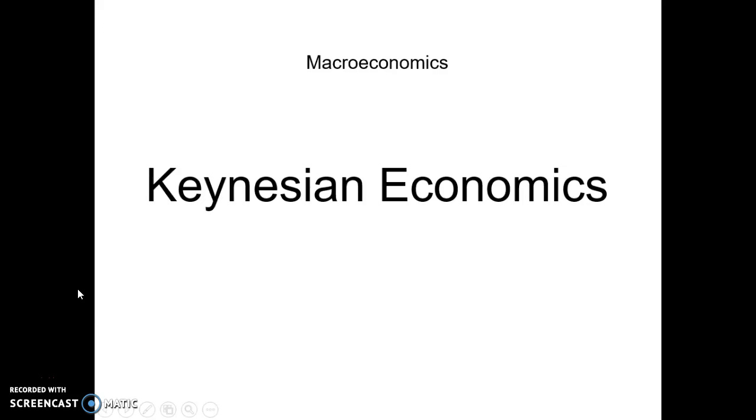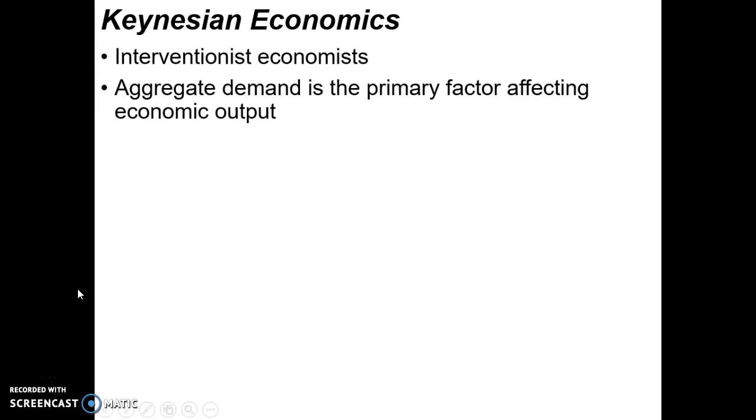All right, let's take a look at some Keynesian economics. Keynesian economics, these are the interventionist macroeconomists. They look at aggregate demand as being the primary factor that affects economic output, different than the classical economists who are all about aggregate supply.